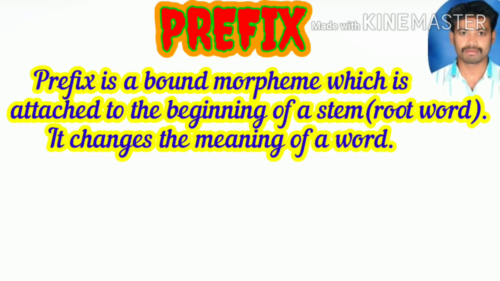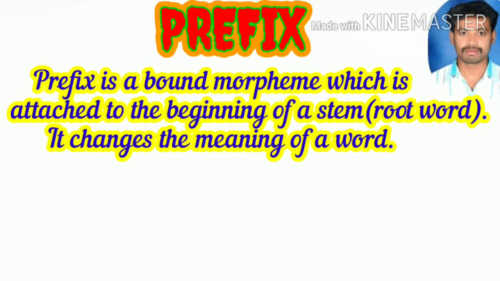A prefix is a bound morpheme which is attached to the beginning of a stem or root word. It changes the meaning of a word. Look there, there is an extra line. Again I am going to tell about this definition. Prefix is a bound morpheme. All of you know what is bound morpheme.